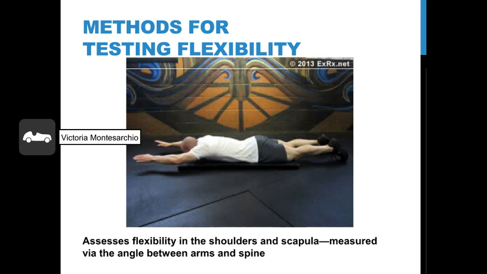This next test also assesses flexibility of shoulders, but also the scapula. Have your athlete lay on the ground in a Superman pose and try to lift arms as high above their head as they possibly can. The way to assess this range of motion is via the angle that's made between the arms and the spine.